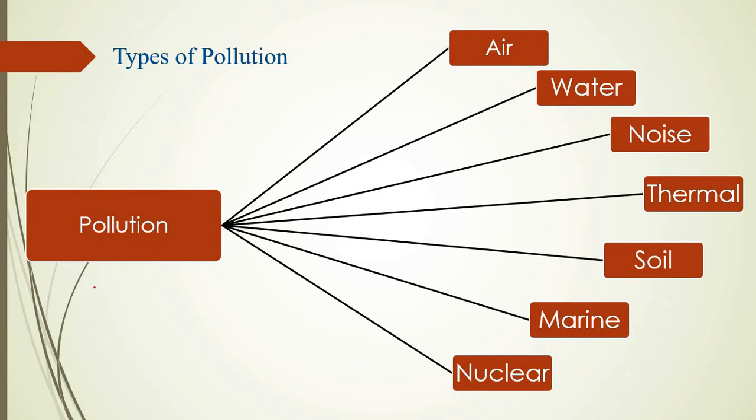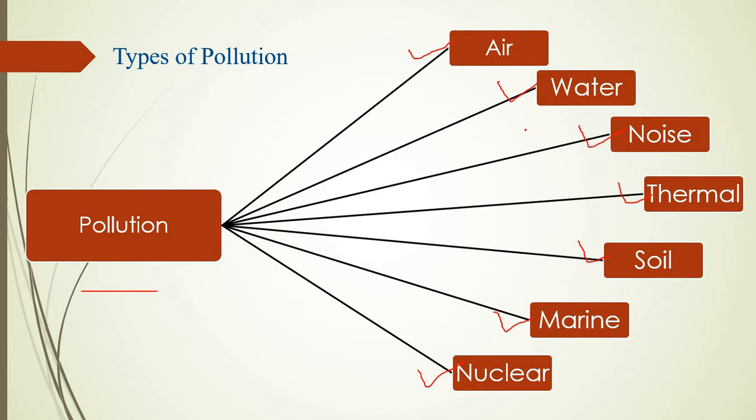Types of air pollution. How many types of pollution are available in our atmosphere or earth? First is air pollution, water pollution, noise pollution, thermal pollution, soil, marine and nuclear pollution. Air pollution means we consider only and only our atmospheric air.